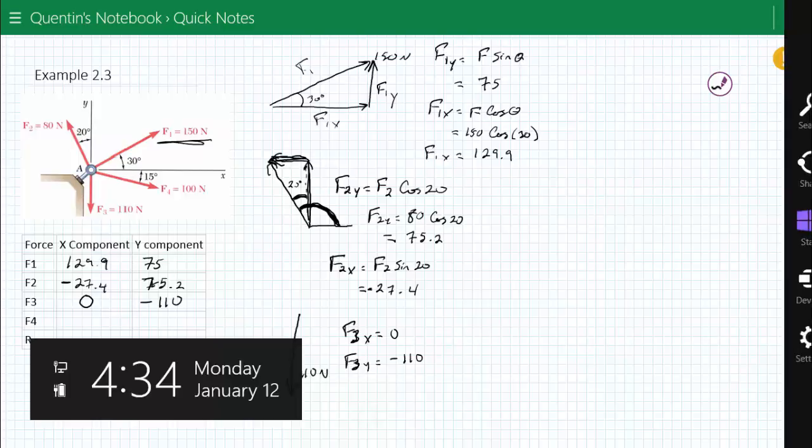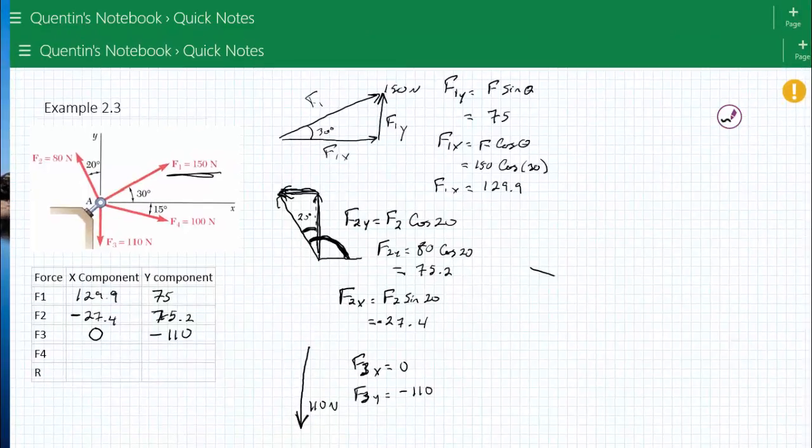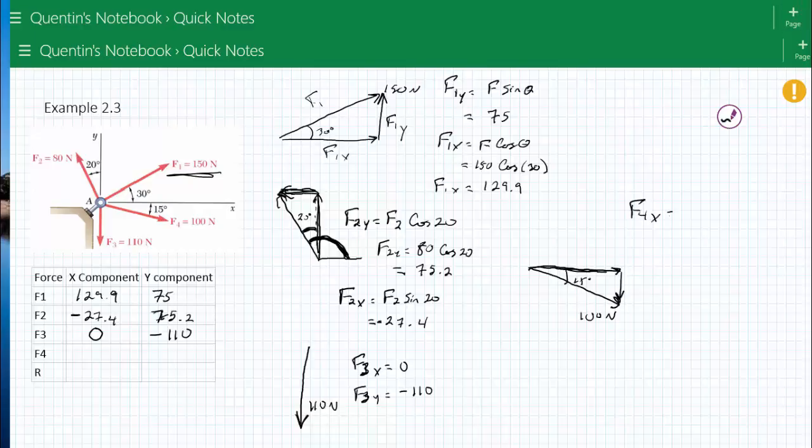And then the last one is F4. So F4 has this force coming off here at 100 newtons. And this is at some angle, 15 degrees. So again, the x component is going to be here. The y component is there. So therefore, F4x is going to be 100 cosine of 15 degrees. So F4x is going to be 96.6.